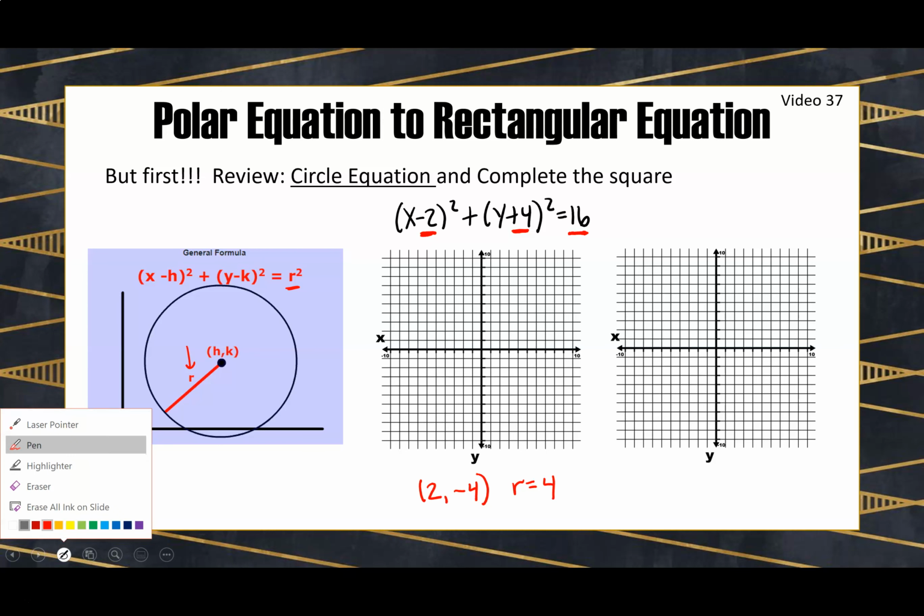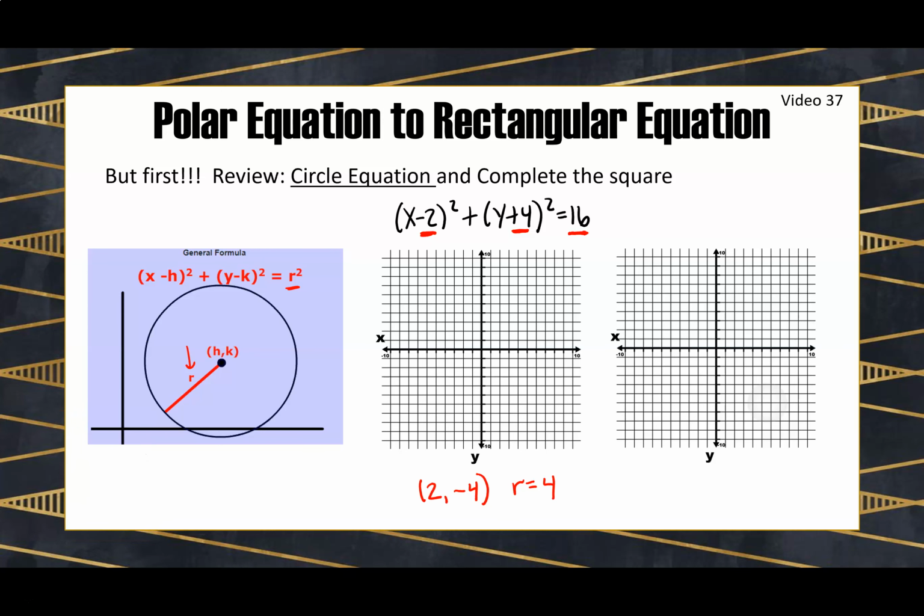So now let's go ahead and graph that. My center is (2, negative 4), so that's my graph of my center point. And then I just need a radius of 4. So I'm going to go out 4 to the right, up 4, left 4, and down 4. There she is. That's my circle.